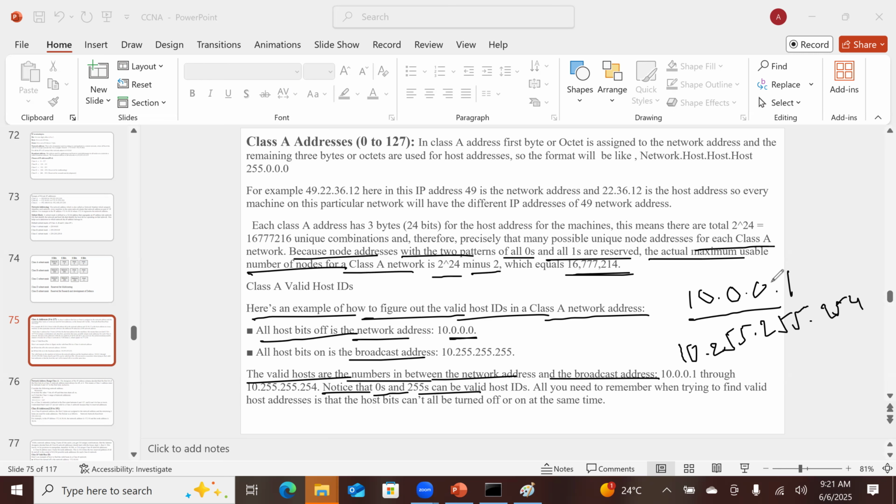Then it is called a host address. If we make all the 24 bits 0, that will become the network address. If we make all of them 1, that will become the broadcast address. But it is okay to have a 0 or 255 inside the host IP address. All you need to remember when trying to find a valid host address is that host bits can't be all turned off and all turned on at the same time. Clear? Is it clear?